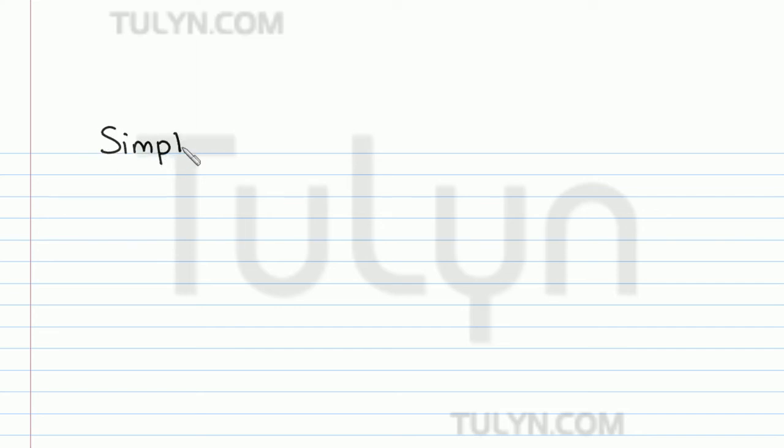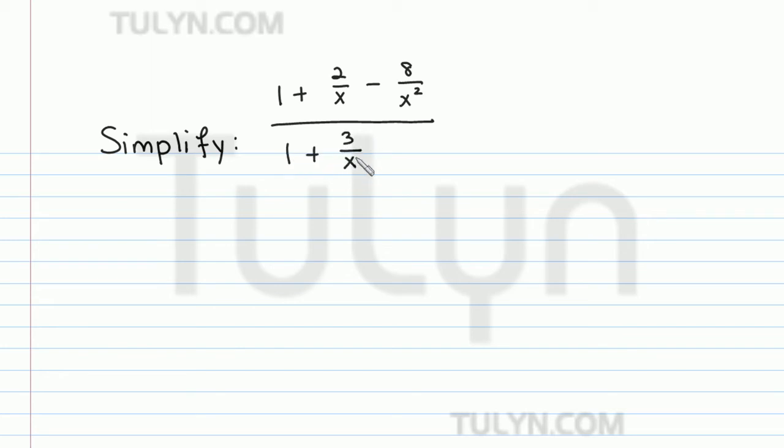Simplify this complex fraction, where the numerator is 1 plus 2 over x minus 8 over x squared, and then the denominator is 1 plus 3 over x minus 10 over x squared.